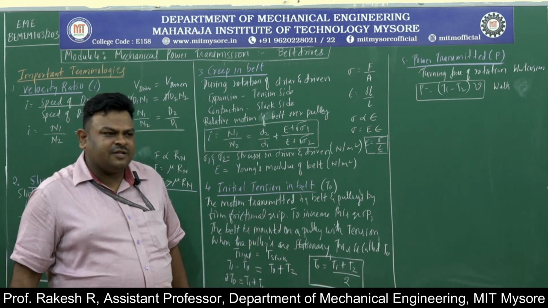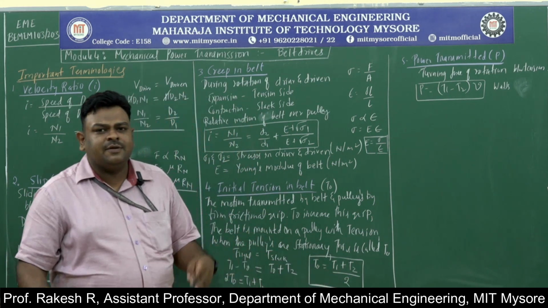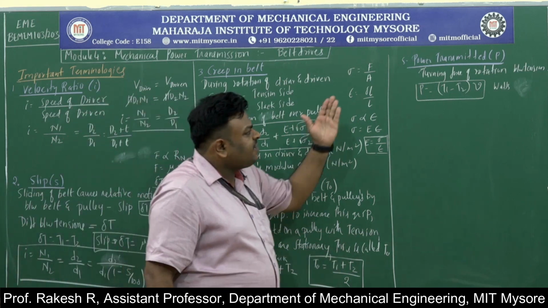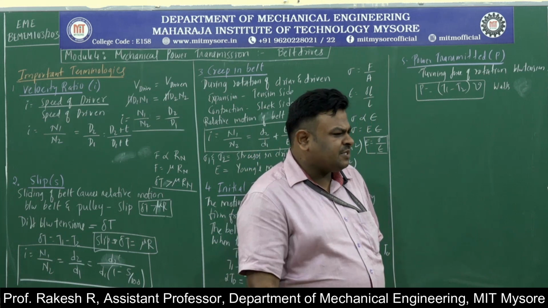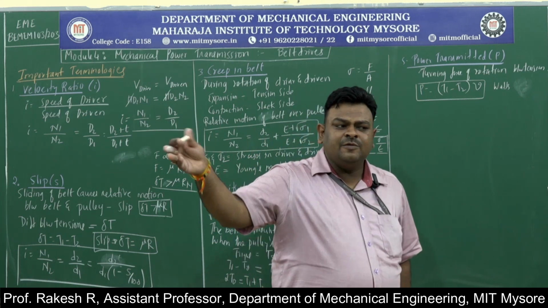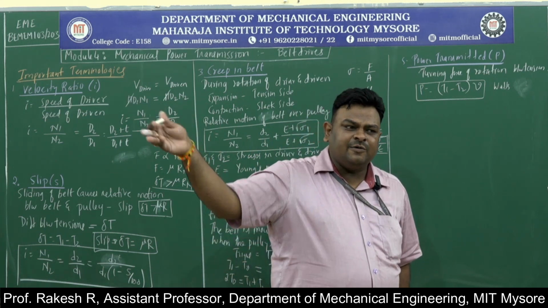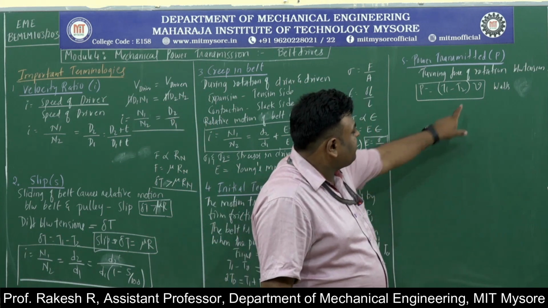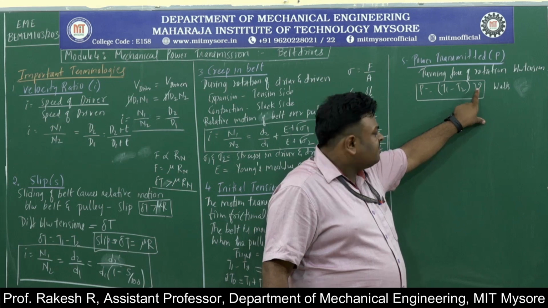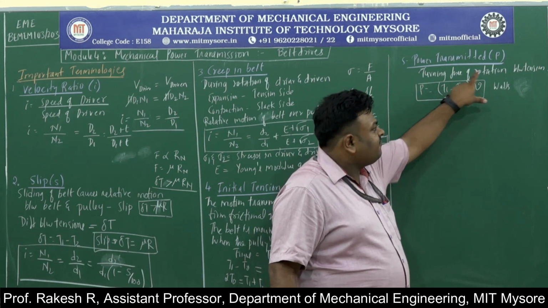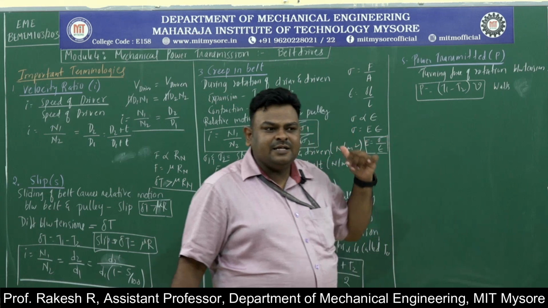This derivation is not there, but sometimes they will ask this equation in a definition. Let us see finally the power transmitted in belt drives. The power transmitted, as you know, is nothing but torque into omega, torque into rotational direction. Here we are taking linear motion, so linear velocity into consideration. That's why we multiply with forces. Force is nothing but here it is tension.